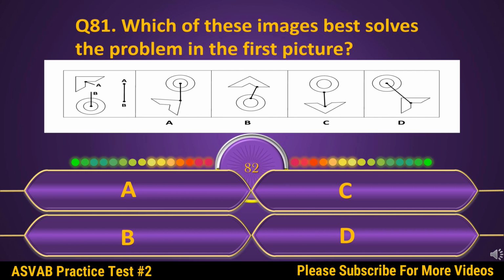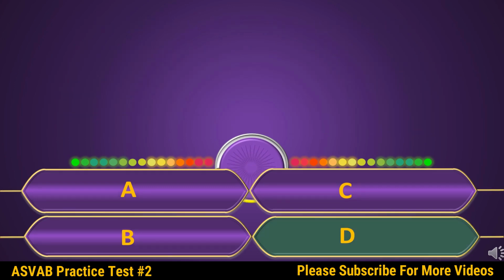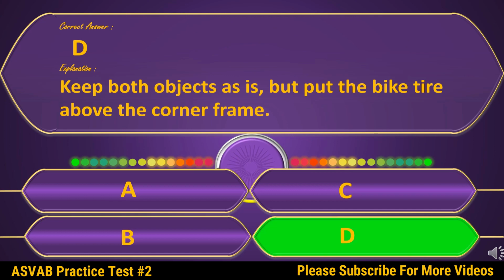Question number 82. Which of these images best solves the problem in the first picture? And the options are A, B, C, or D. And the correct answer is option D. Keep both objects as is, but put the bike tire above the corner frame.